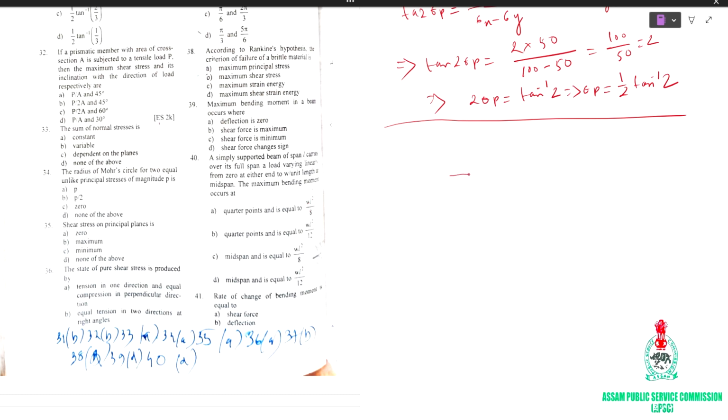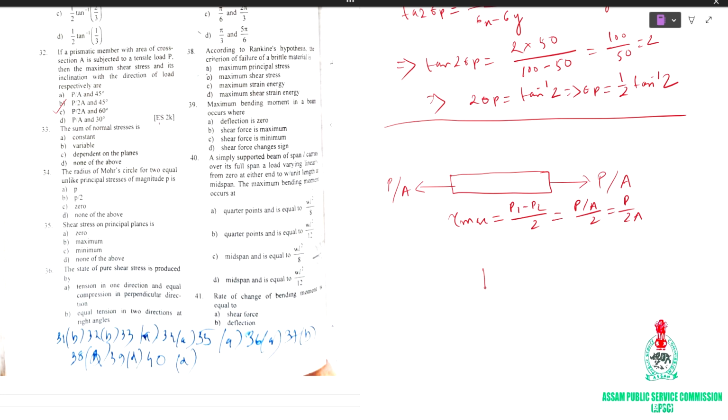Okay, see here. This is a prismatic member. Here P is applied, so the stress is P by A, right? Now, obviously, the maximum shear stress is always inclined at 45 degrees. And what is the value of the maximum shear stress? Tau max is (P1 minus P2) by 2. Here P2 is 0. What is P1 now? P by A. So tau max is P by A by 2. Answer is B.